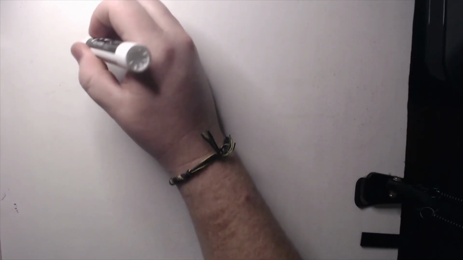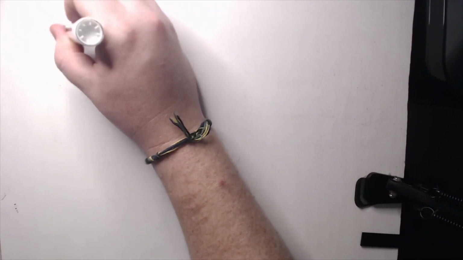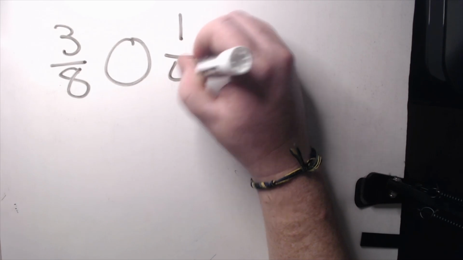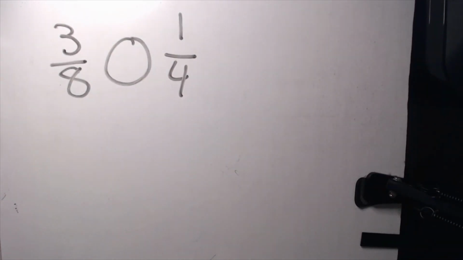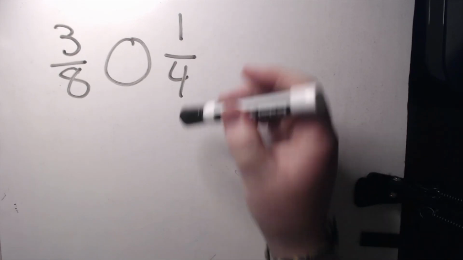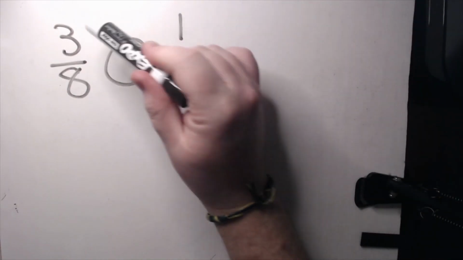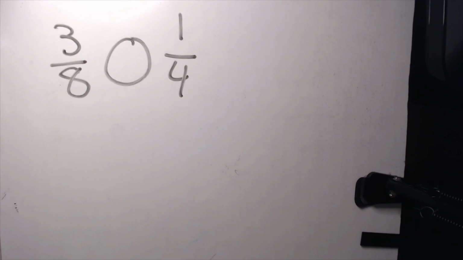So again, we already know the answer to our comparison problem. We know it's 3/8 compared to 1/4. We already know 3/8 is greater than 1/4. But let me show you how common numerators can actually help us. So again, common denominators are making the bottom numbers the same. With common numerators, we're going to make the top numbers the same.